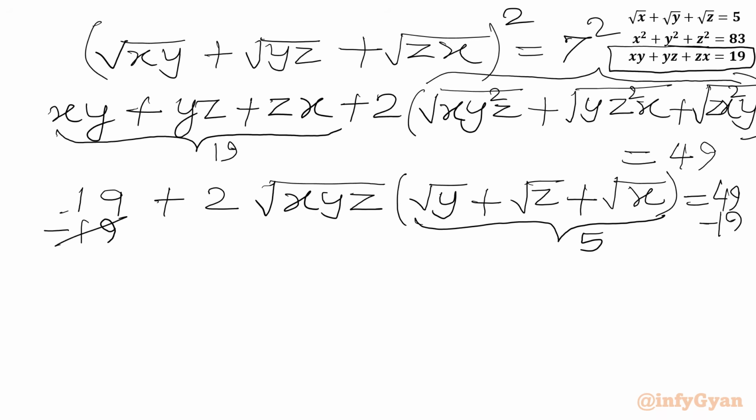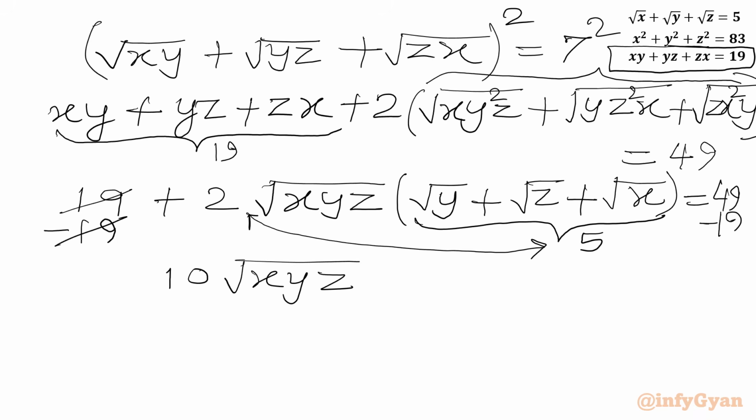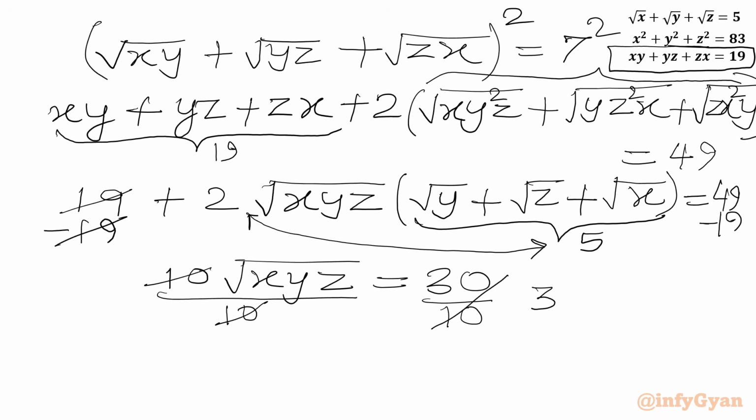So we will cancel plus and minus 19. 2 times 5 is 10. We will write 10 times square root xyz. This would be equal to 49 minus 19, 30. Let's divide both sides by 10. So 30 over 10 is 3. 10 over 10 is 1. So we will get square root xyz equal to 3.